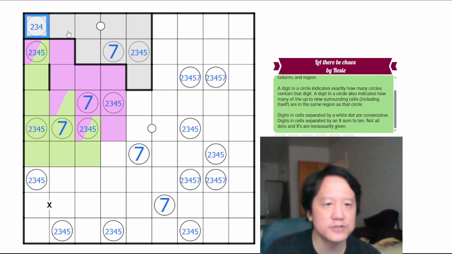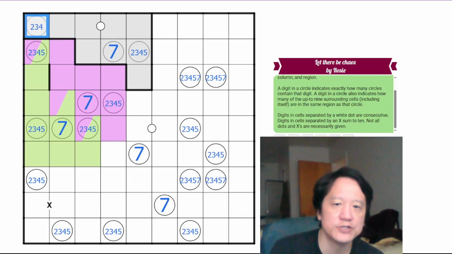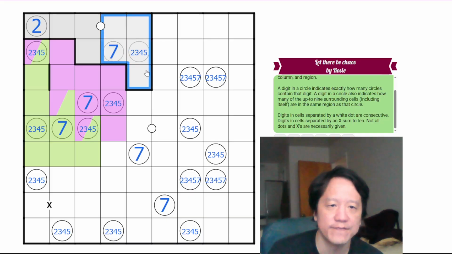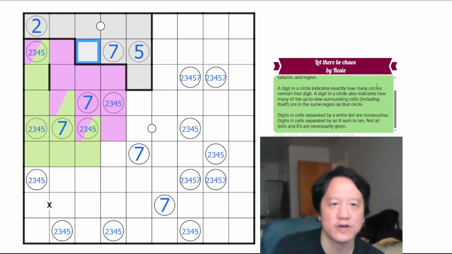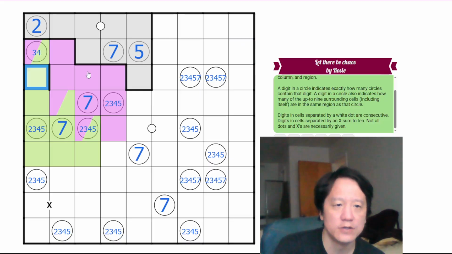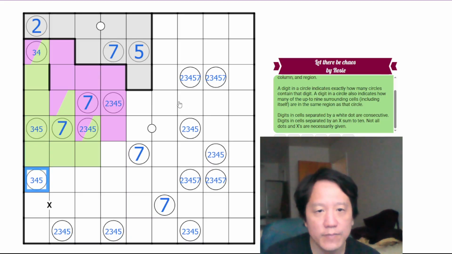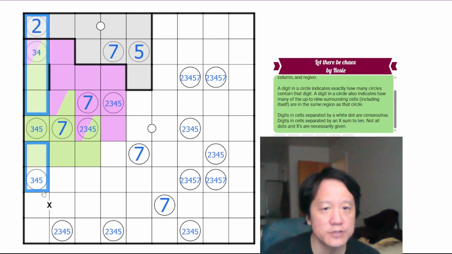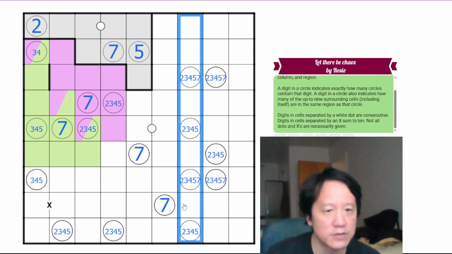So this has 2 cells that are part of the same region. So that's 2, which means this can't be 2. This has 1, 2, 3, 4, 5. So this must be 5. So this can't be 2 or 5 here. There's no 2 here, no 2 here. That's 3, 4, 5. We also have a 2 guarantee. Well, actually, we don't. Never mind.